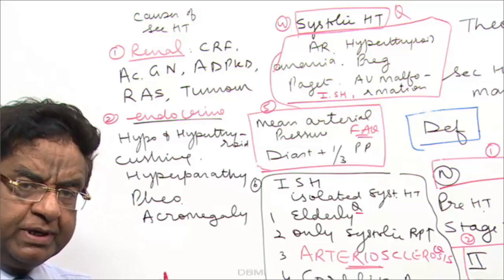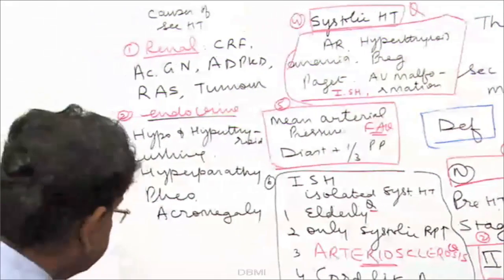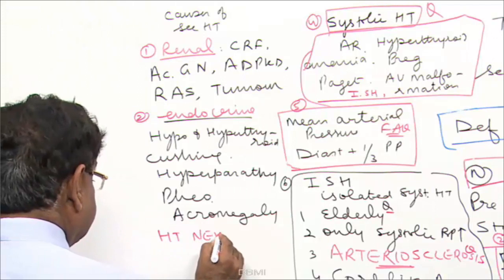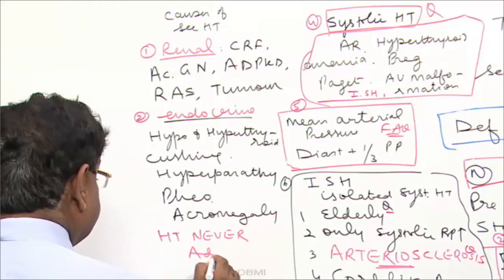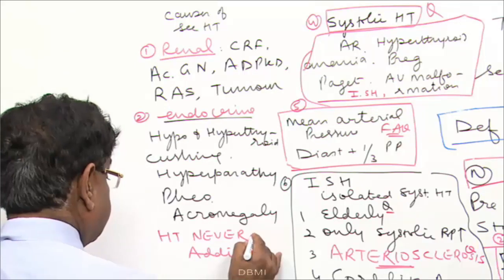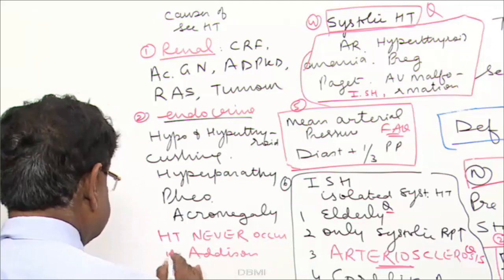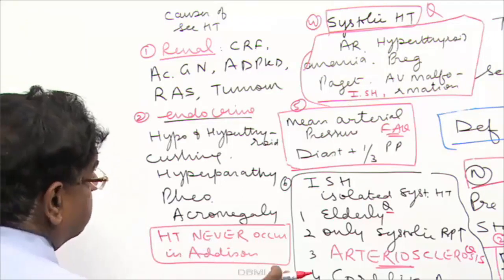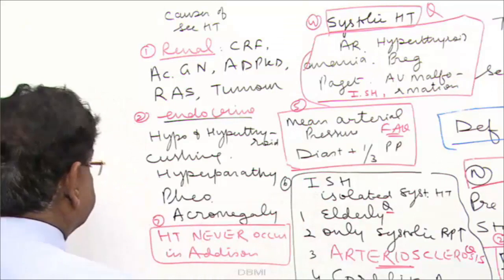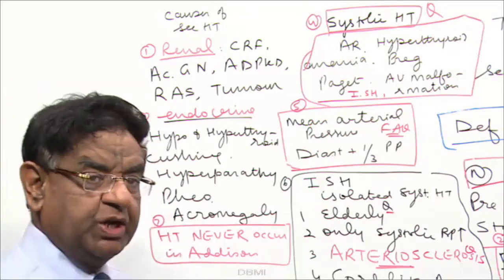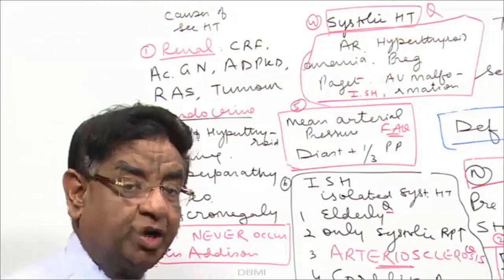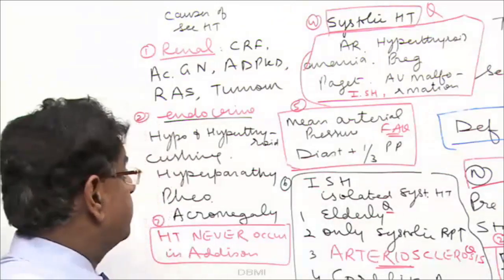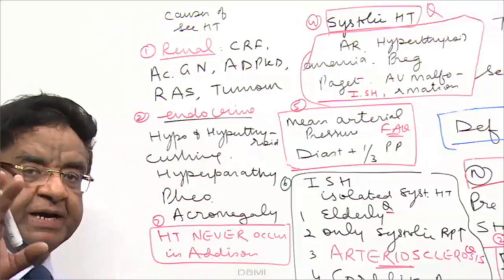But an important MCQ and viva question in your final prof: in Addison's disease, hypertension never occurs. This is the most important MCQ. This is circle number 7. Invariably, whenever this question comes, hypertension is seen in all except it will always be Addison's disease. Got it? Very important MCQ, viva question also, but otherwise those are the endocrine conditions where we get hypertension.